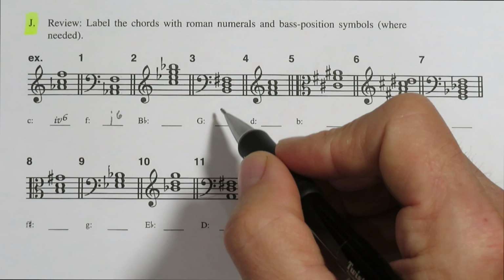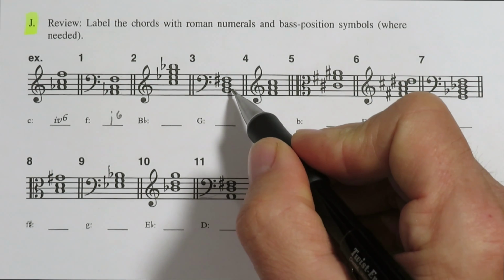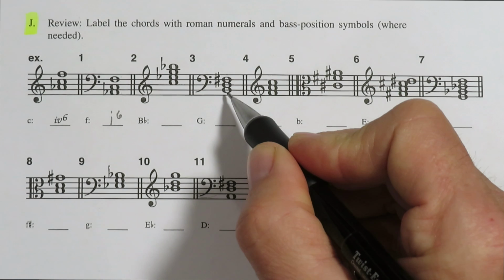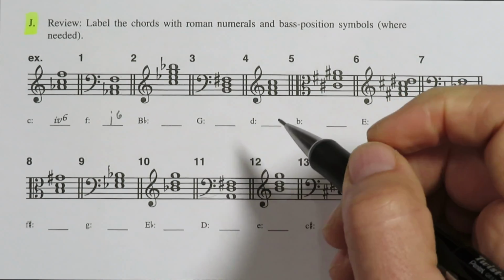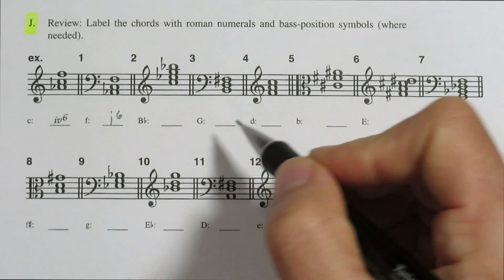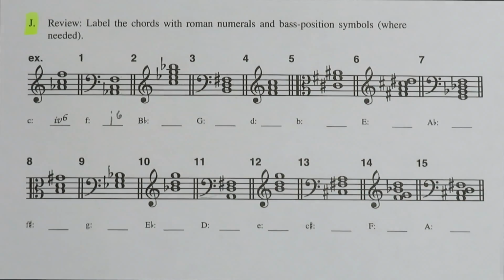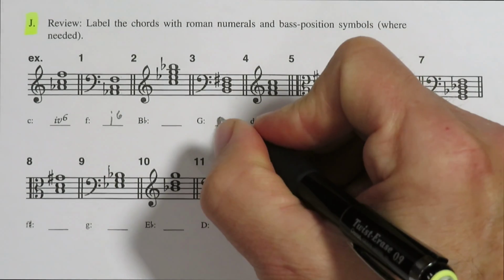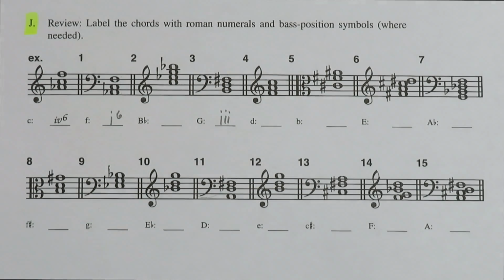And here we are, bass clef again, in G major. We have a root position triad. You can tell by the way it's stacked. B, D, F sharp. That would be the B minor triad. And G, A, B, that'd be the 3 chord. The minor 3.